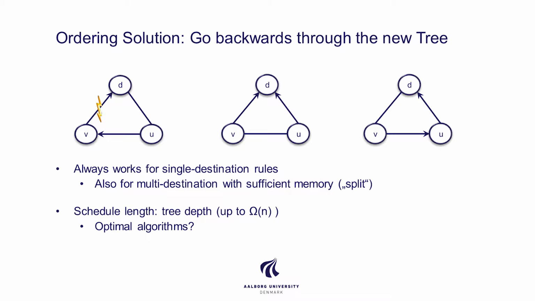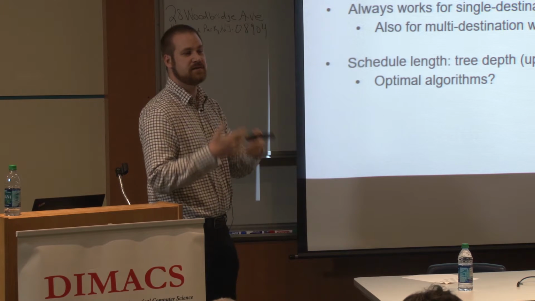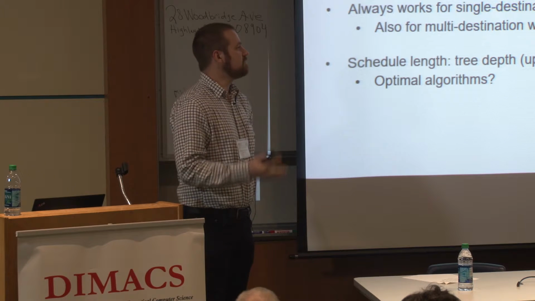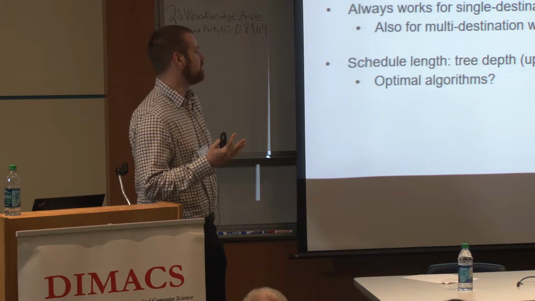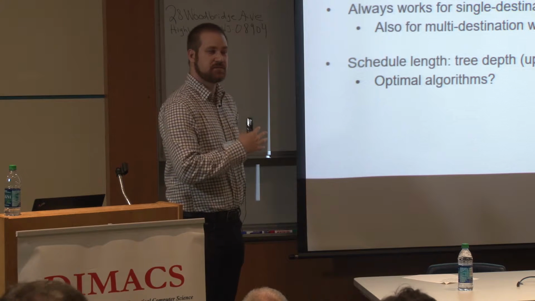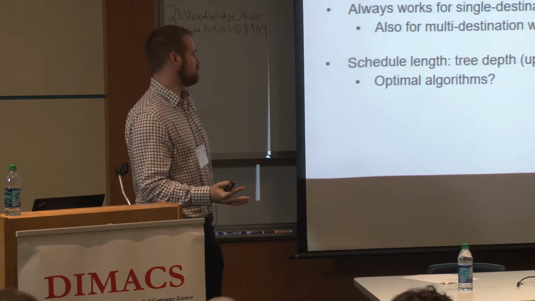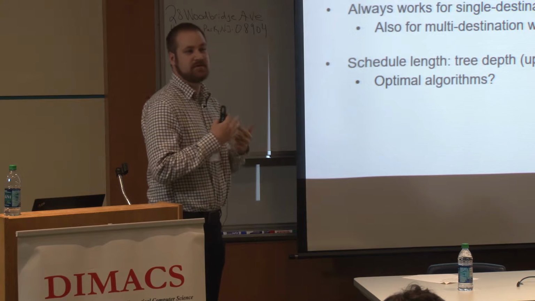And if you just have rules that work for a single destination, then you can always do this. Because when you look at the new routing rules, they form a tree. Then what you can do is update the children of the destination. Since you just point at the destination, you can't have any loops. Then you go to the next level of the tree, and the next level, and so on. Meaning you can always update like this. But the bad thing is that this can be slow. For example, if the new tree is just a long line, then you need a linear number of updates to do so.